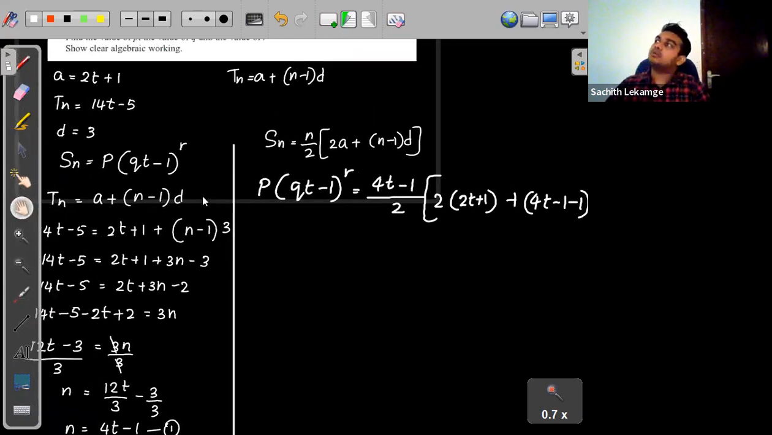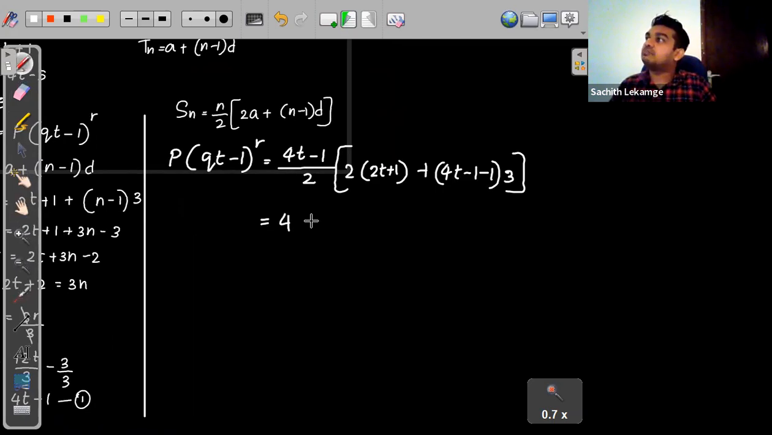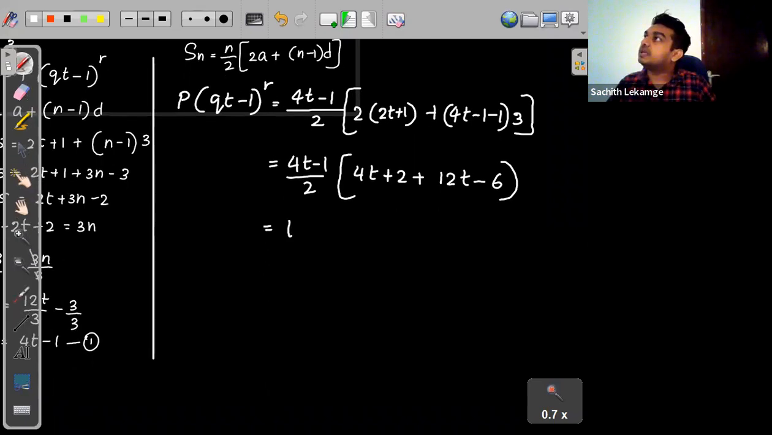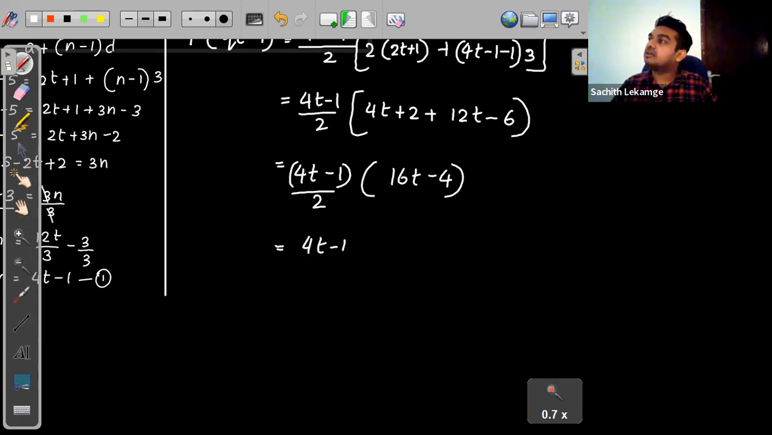Even though it looks a little complex, we'll simplify it one by one. 4t minus 1 over 2. Inside the bracket, 4t plus 12t minus 6 plus 2 gives 16t minus 4. Taking the common factor 4 out, I'm getting 4t minus 1. Agreed, yes or no?